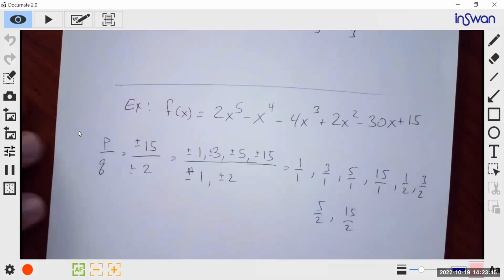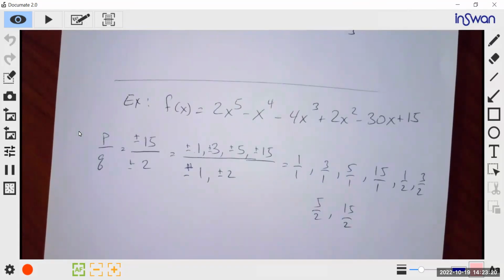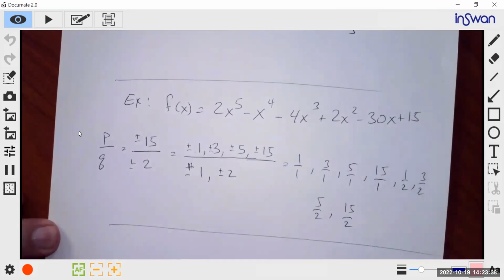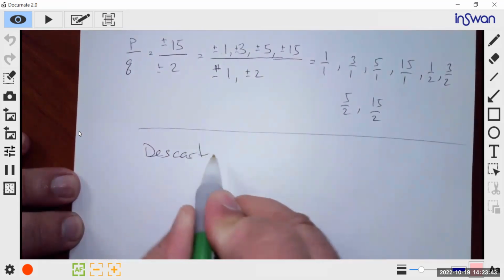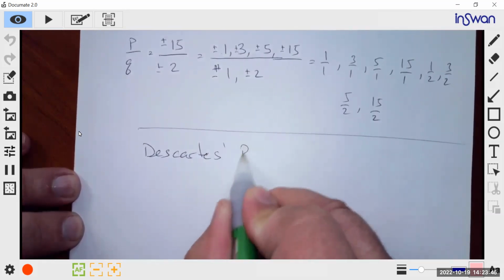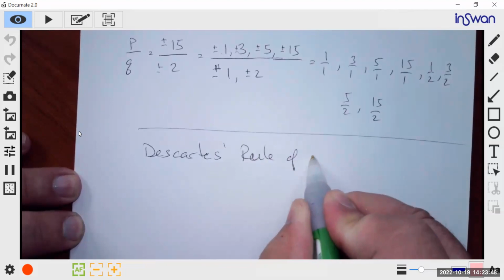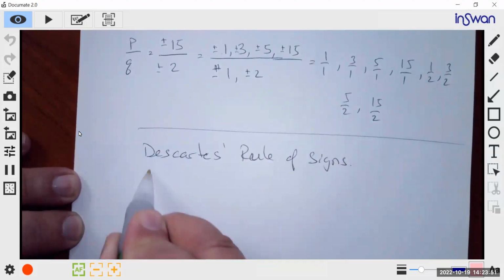Of course, these are all plus or minus. So that's how this thing works. So what does the rational zero theorem tell us? It narrows down the possibilities of answers. We can go even further now. Descartes' rule of signs.